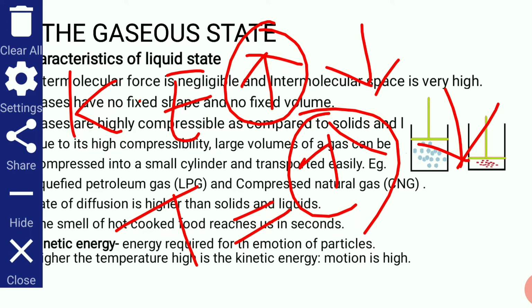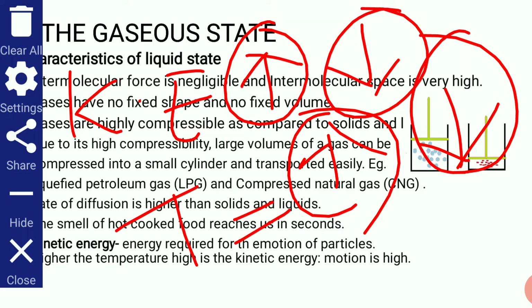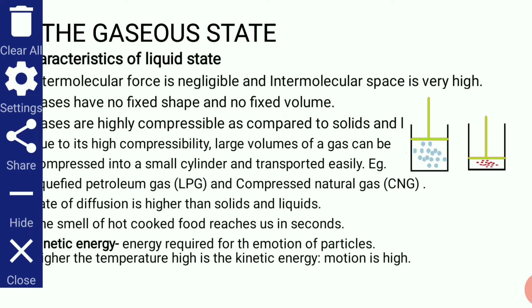When the temperature is high, that means the food is hot. The kinetic energy will be high. That means the particles will move very easily, very rapidly from one place to another, and we will get the smell of the food. But if the temperature is low, that means the food is cold. Therefore, the kinetic energy will also be low. If the kinetic energy is less, then the smell of food will not be observed so easily as in the case of hot food.